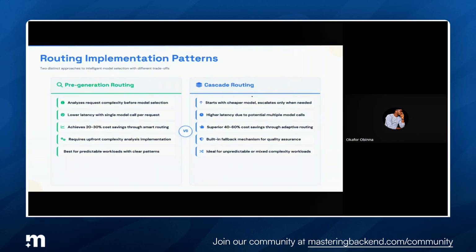Now, cascade routing starts with a cheaper model and escalates only when needed. Higher latency due to potential multiple calls, superior 40 to 60% cost savings through adaptive routing, built-in fallback mechanism for quality assurance, ideal for unpredictable or mixed complexity workloads. Now, what do we understand by these two?